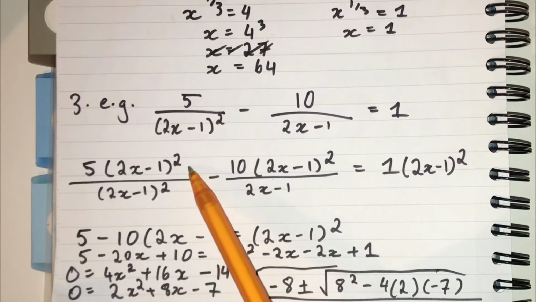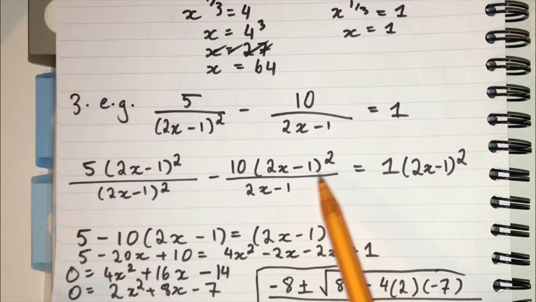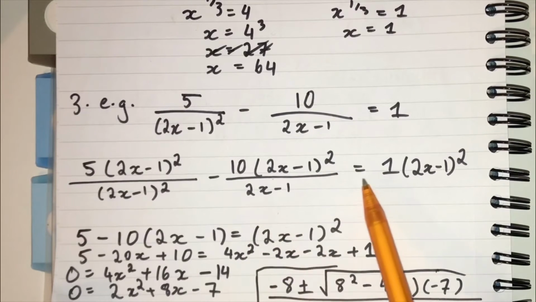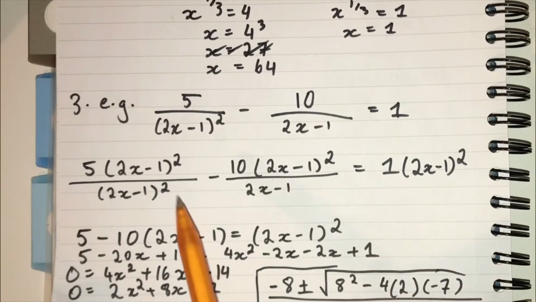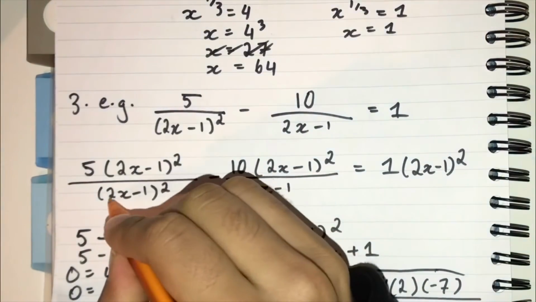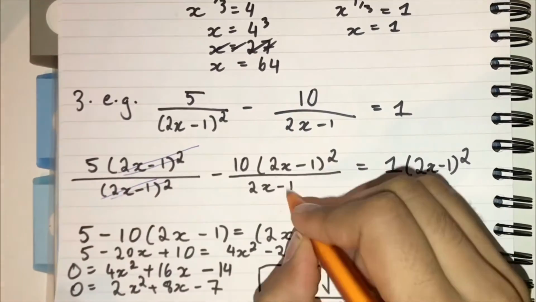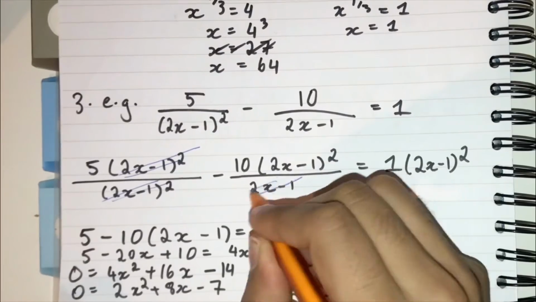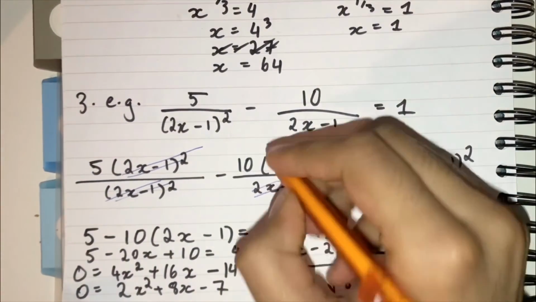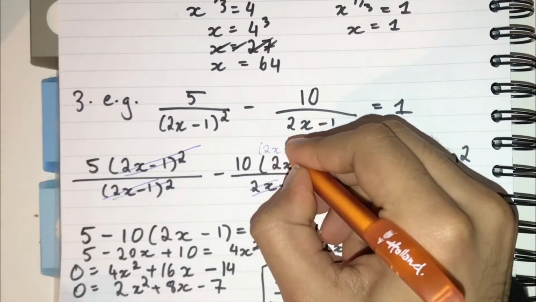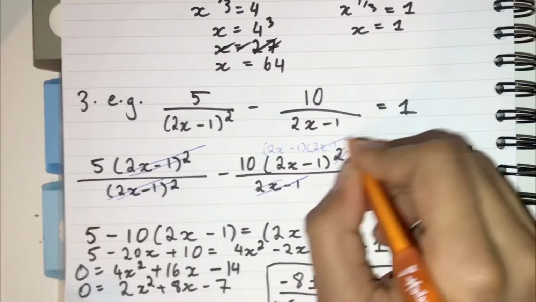Multiplying the first variable, you'll get this. Second variable, you get 10 times (2x minus 1) squared over (2x minus 1), all equal to 1 times (2x minus 1) squared. You'll see that these cancel out. This cancels out with just 1 because this is squared. This is obviously (2x minus 1) times (2x minus 1). And you've just gotten rid of one.